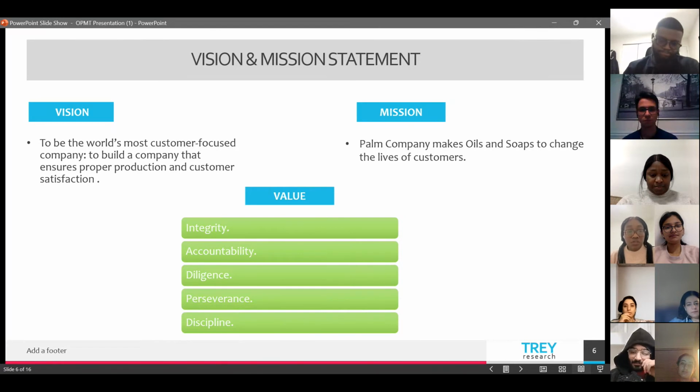The vision statement for the company states that it wants to be the world's most customer focused company and to ensure proper production and customer satisfaction.